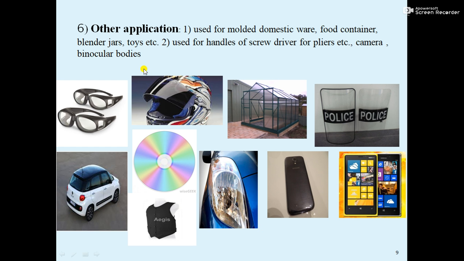Then some other applications also. Polycarbonates are used for housings of machinery and apparatus such as hair dryer bodies, cameras and binocular bodies. Polycarbonate is also used for molded domestic ware like food containers, cooking utensils, covers, blender jars, drinking bottles, glasses, toys, etc. So these are all the uses of polycarbonate.